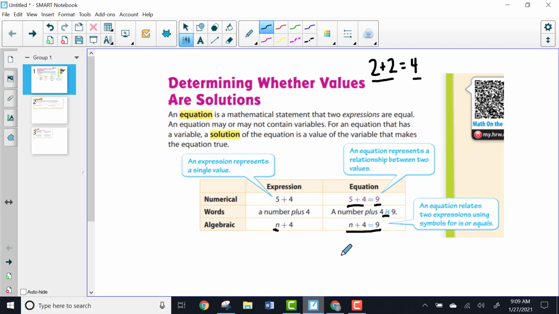Now what we're going to be looking at today is a possible solution for these variables. For an equation that has a variable, a solution of the equation is a value of the variable that makes the equation true. If I'm looking at n plus 4 equals 9, I need to find the solution for n. The book isn't telling us the value of n anymore, so we have to come up with our own solution. We can plug in a number. Let's say n equals 5. 5 plus 4 equals 9. So 5 would be a solution to this problem. In other words, it would solve this problem. That gives you a little background on what we're going to be talking about today.